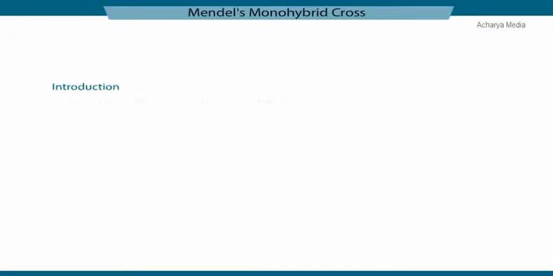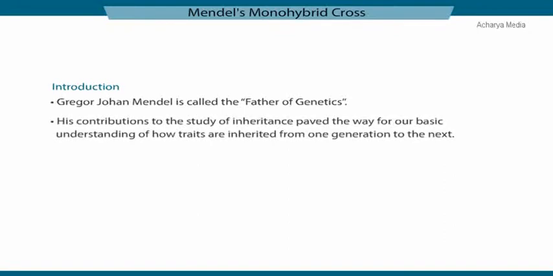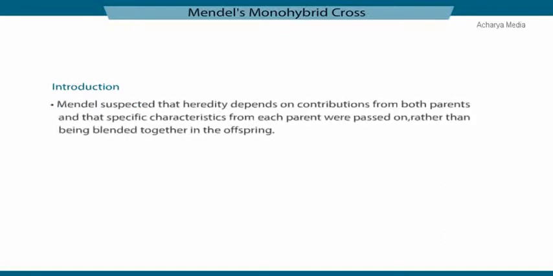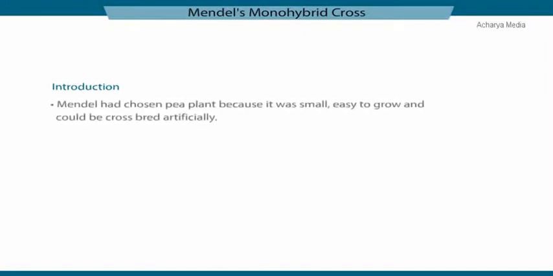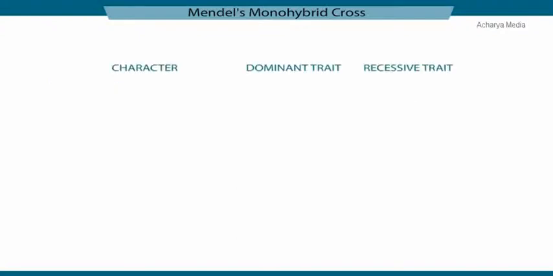Mendel's monohybrid cross. Gregor Johann Mendel is called the father of genetics. His contributions to the study of inheritance paved the way for our basic understanding of how traits are inherited from one generation to the next. Mendel suspected that heredity depends on contributions from both parents and that specific characteristics from each parent were passed on rather than being blended together.